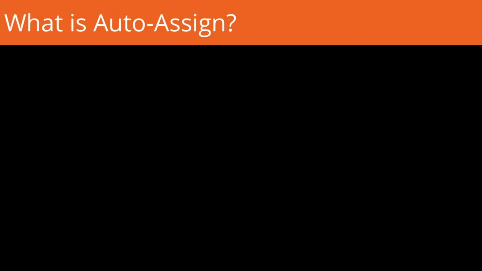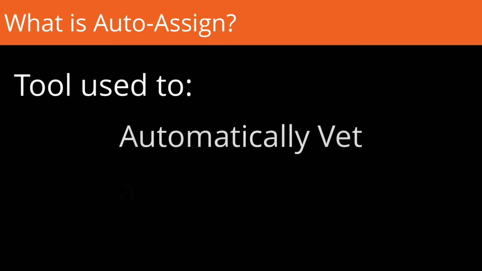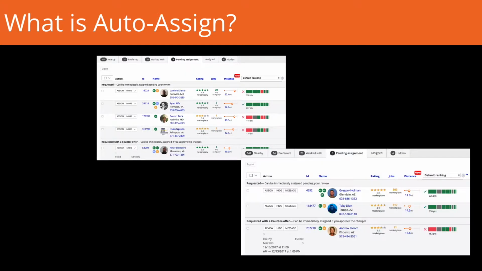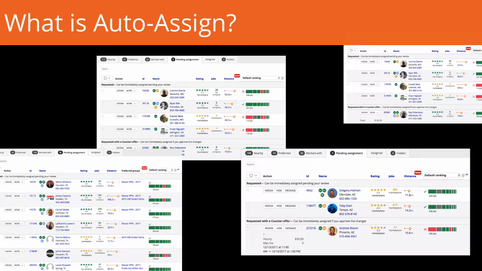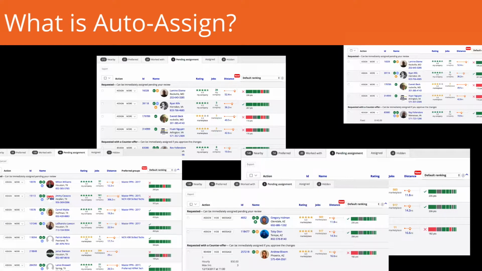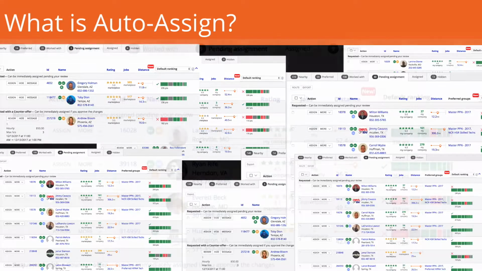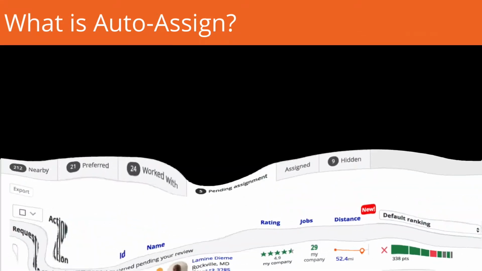So what is Auto Assign? The Auto Assign feature is a tool that is used to automatically vet and assign providers without the user having to open the individual work orders, manually vet the requesting providers on each work order, and then assign the requesting providers through a manual and possibly time-consuming process.